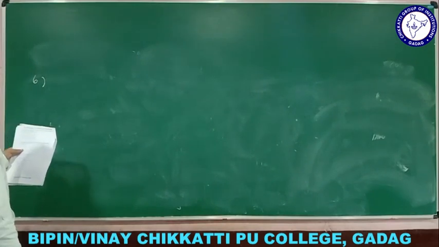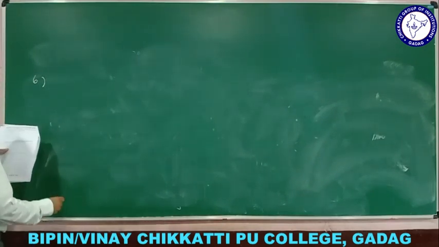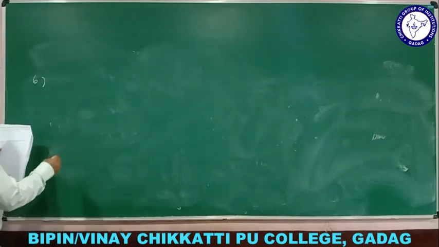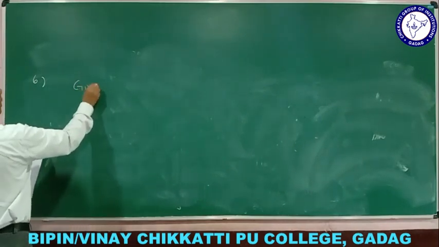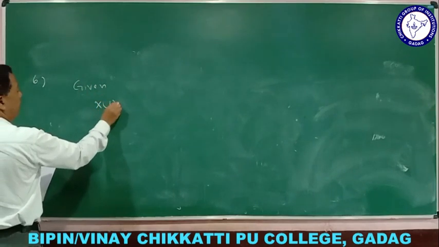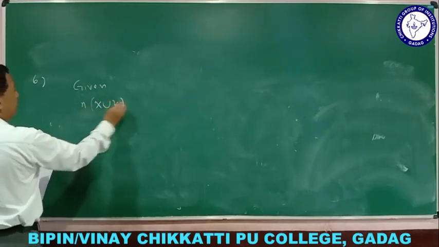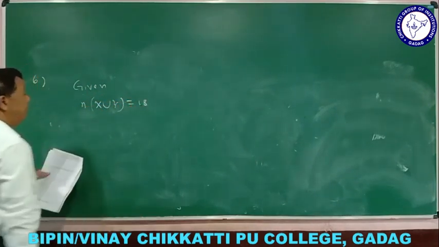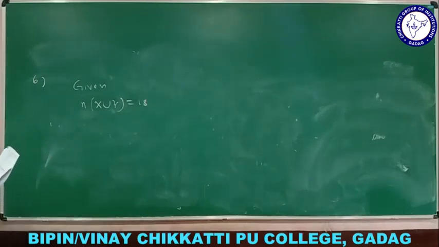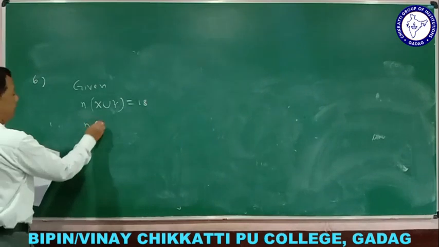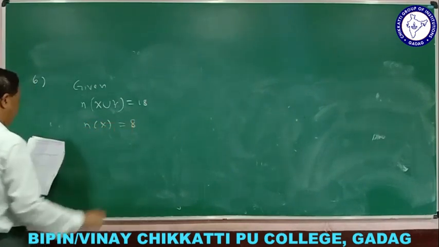The question: if X and Y are two sets such that X union Y has 18 elements, see that, N of X union Y is 18, is given. Next, X has 8 elements, so N of X is 8.